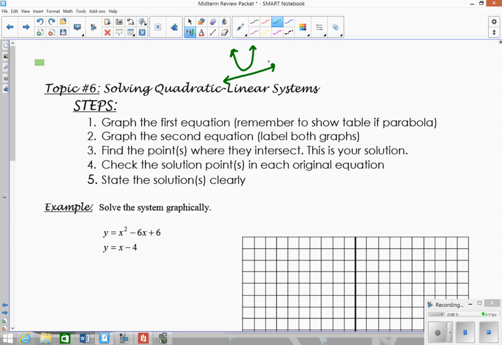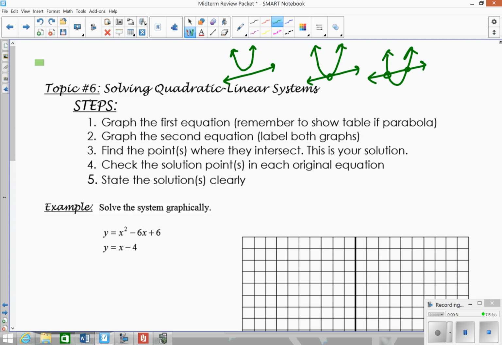So in this picture here, I wouldn't have a solution because the parabola and line never cross. In this scenario here, I would have one solution because there's one intersection point. And in this third scenario, I would have two intersections, so I would have two solutions.